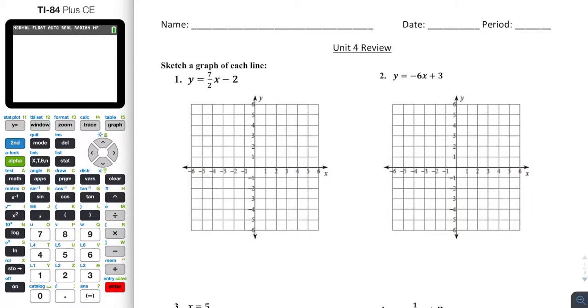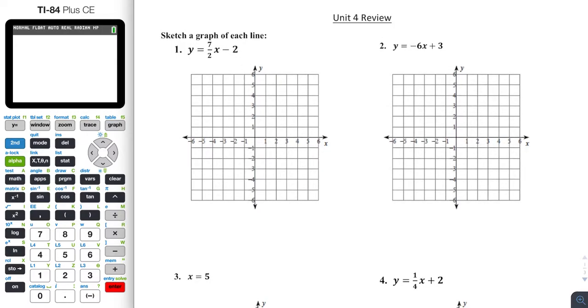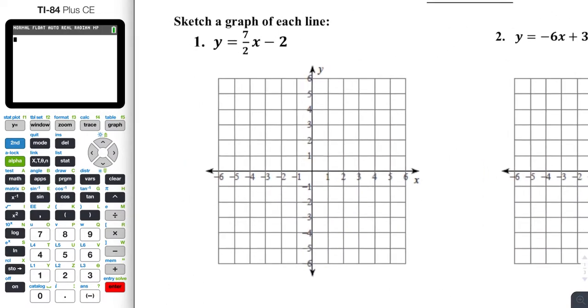All right, you guys, so we are going to go over our Unit 4 review. Our first little section is just reviewing graphing. So we are going to start with number 1. All right, so we have our y equals mx plus b form.